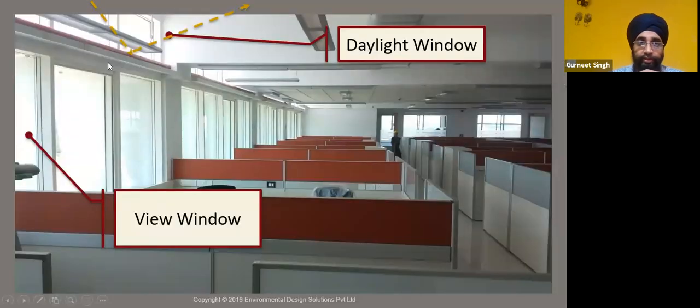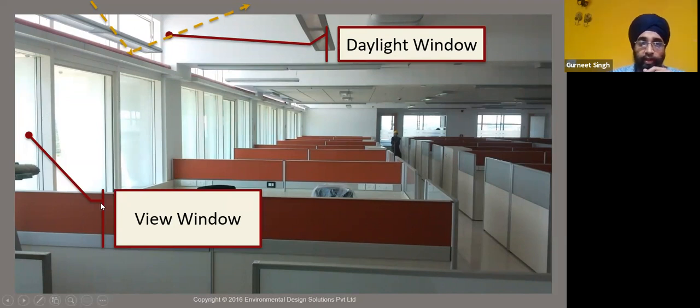Similarly, the Infosys building has this light shelf. Again, the whole purpose was that the light reflects on this and gets reflected deep into the space. Another concept with light shelf is that you can break your building skin or building facade into two parts.